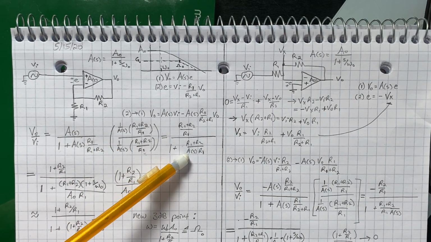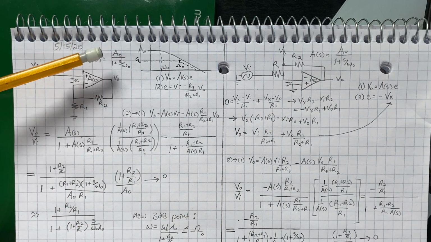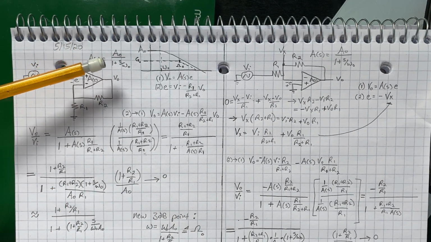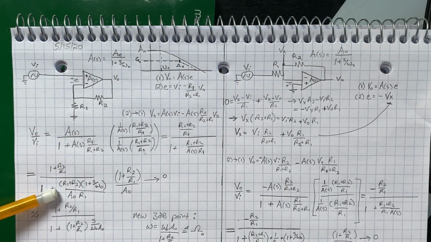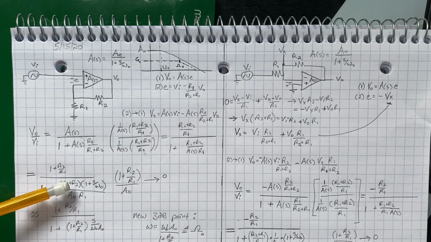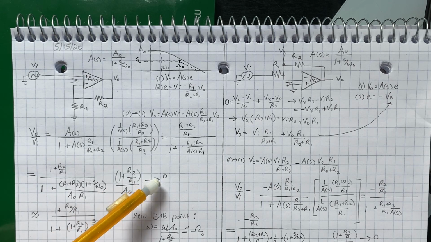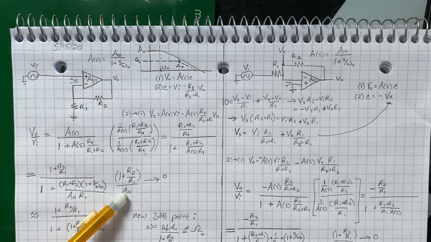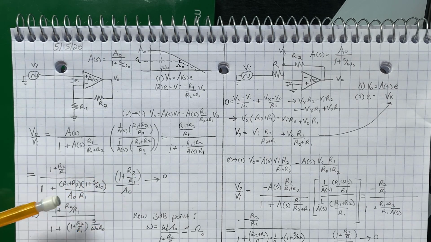Now, if we sub back in what A of S actually is, which is A naught over 1 plus S over omega naught, we're left with this. And if we distribute the terms into the 1 and the S over omega naught, we can say that this term goes to 0 because A naught is 100,000 or a million. This is on the order of 10 or 100 max.